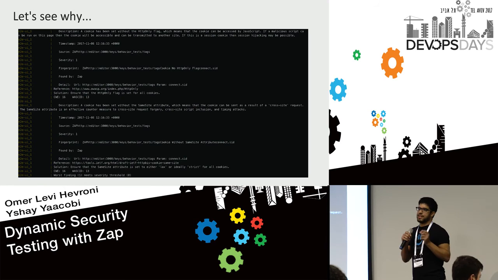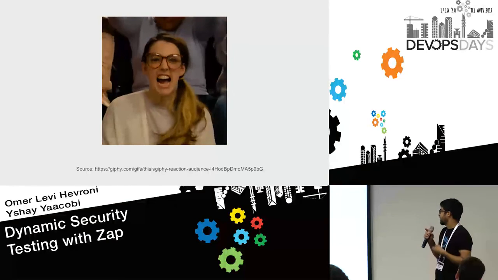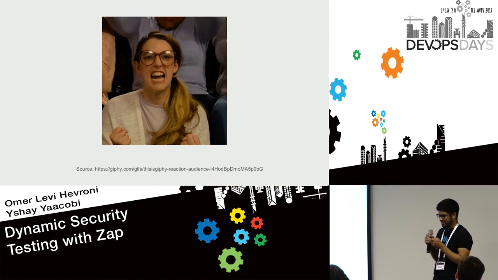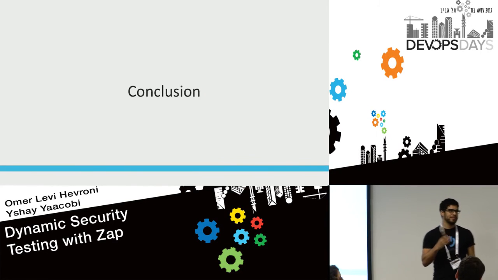Omer did change the configuration of the cookie, so Zap found new issues. You can see it here. And well, nice try, Omer, but yeah, our protection actually works. So that's great. And I invite Omer to conclude this session.